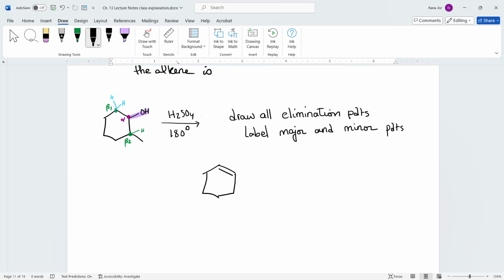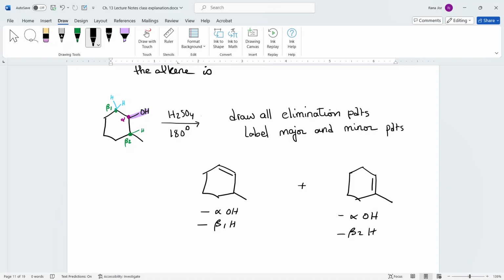Notice I'm losing the OH. So you're going to lose the alpha OH, and you're going to lose the beta 1 hydrogen. This is for the first one. I'm just going to keep the CH3. Plus, for the second one, you are losing still the alpha OH, and you're losing the beta 2 hydrogen. I'm just going to keep the CH3, and now my double bond is going to be over here.